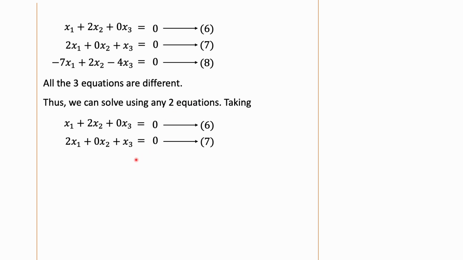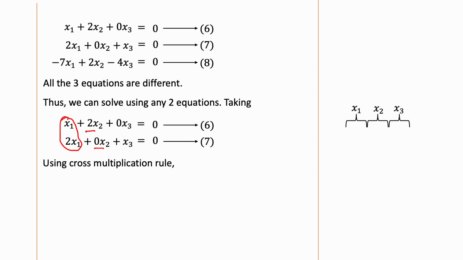Now we can solve these equations using the cross multiplication rule. How to do it very simply: first write x1, x2 and x3 here and draw some arrows. I am starting with x1, so leave this x1. Below x1, go to the right side and write 2 and 0 here. Next, below x3, the coefficients are 0 and 1, right? 0 and 1. So I have left the x1 coefficients and I am starting from x2. I have written 2, 0 here and 0, 1 here. I have to fill these two also.